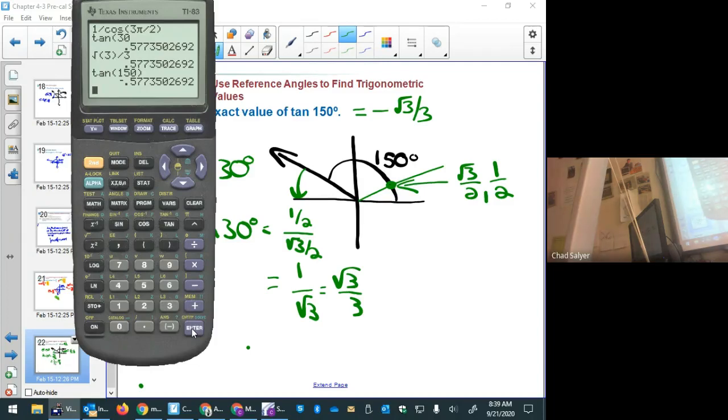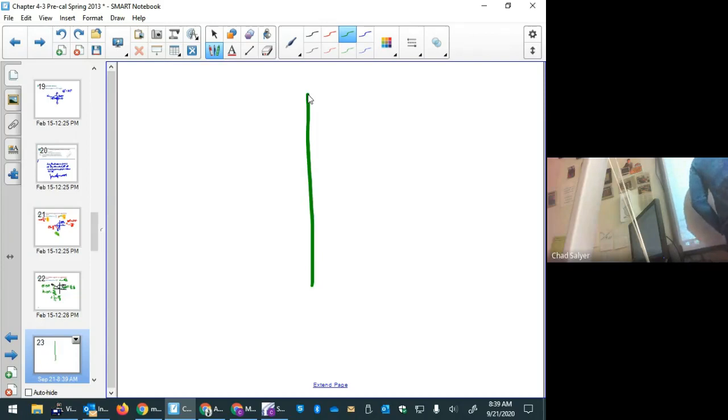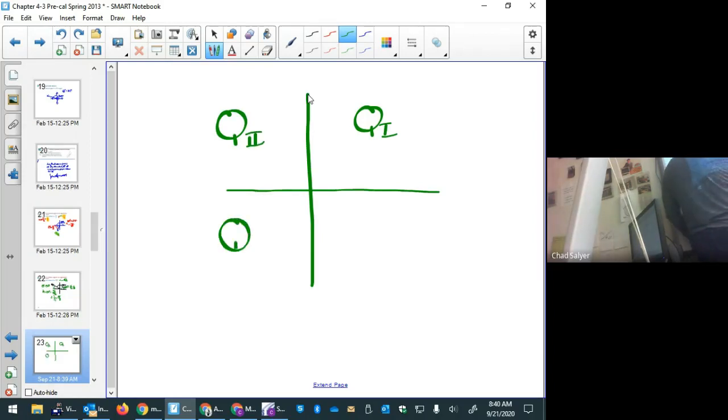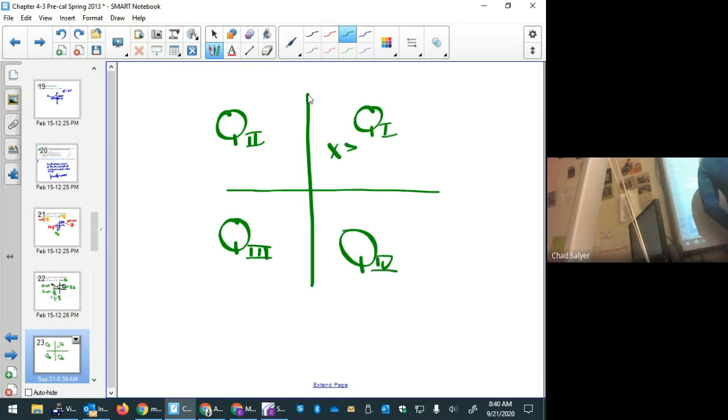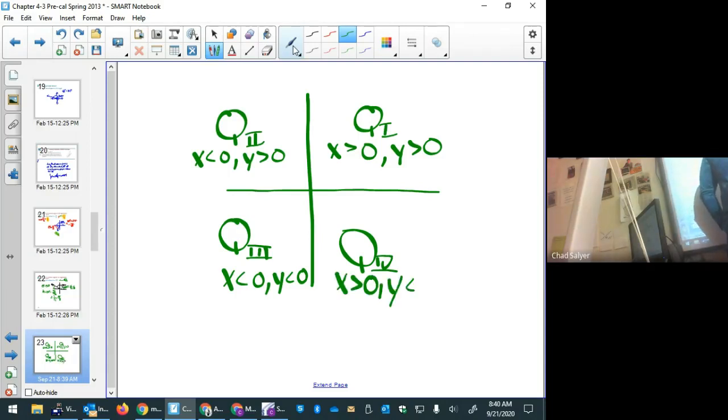So in Q1, and it's probably a good idea to take a moment and really consider the signs, positive and negative, in different quadrants. So if I were to take the 4 quadrants of the circle, x is greater than 0. We discount the origin, and y is greater than 0 in quadrant 1. X is less than 0, y is greater than 0 in quadrant 2. X is less than 0, y is less than 0 in quadrant 3. X is greater than 0, y is less than 0 in quadrant 4.